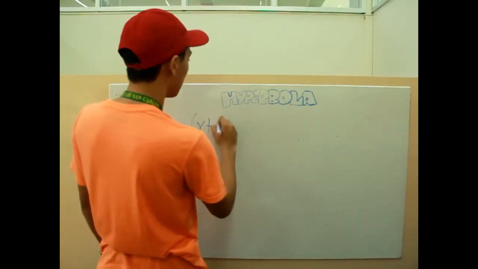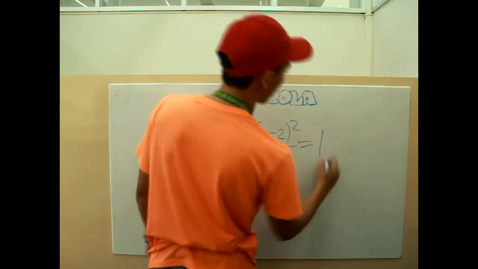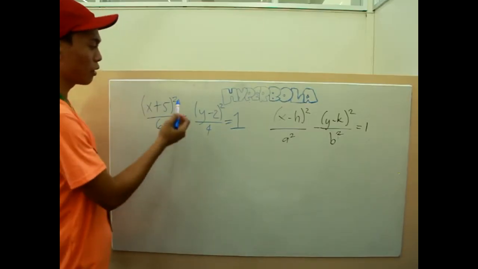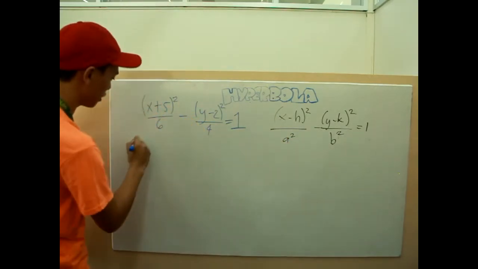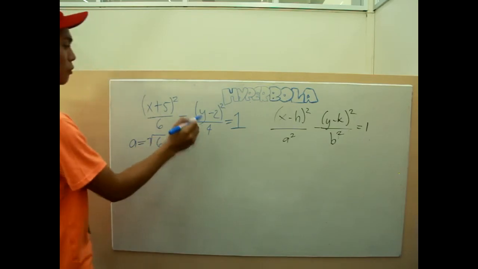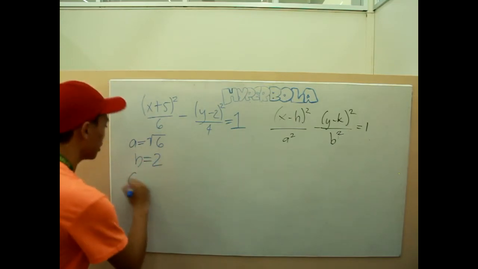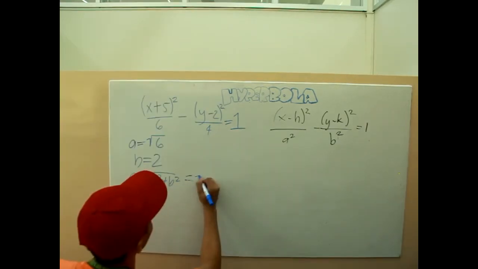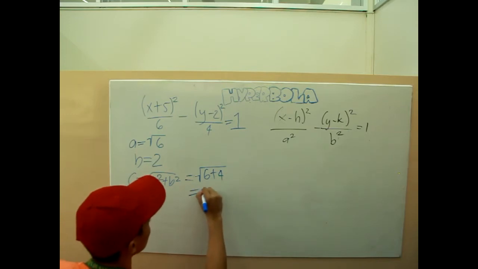(x plus 5) squared over 6 minus (y minus 2) squared over 4 equals 1. In this equation, this is horizontal because the negative sign is on the y. As you can see here, it is being squared. So to get a, you should square root this, so the answer is square root of 6. And to get b, you should square root this, so the answer is 2. And to get c, this is the formula: square root of a squared plus b squared. So it is square root of 6 plus 4, and the answer is square root of 10.